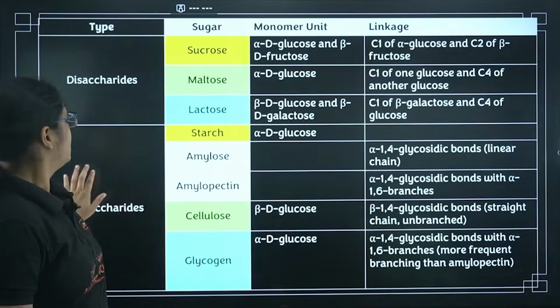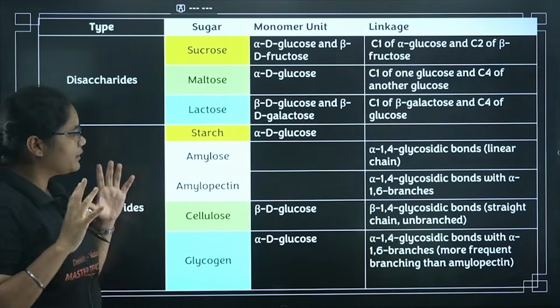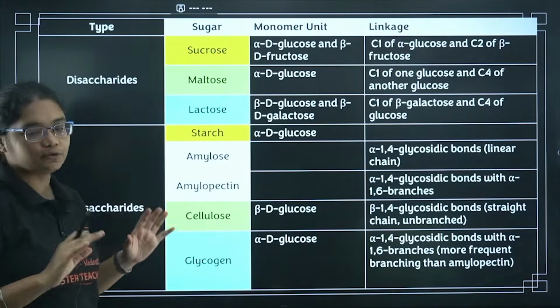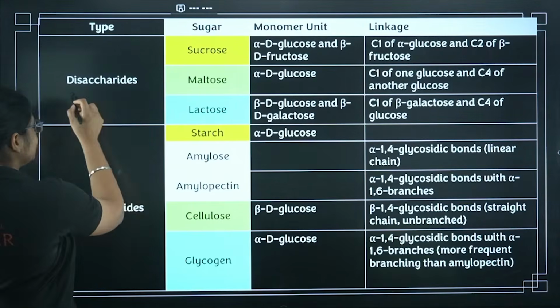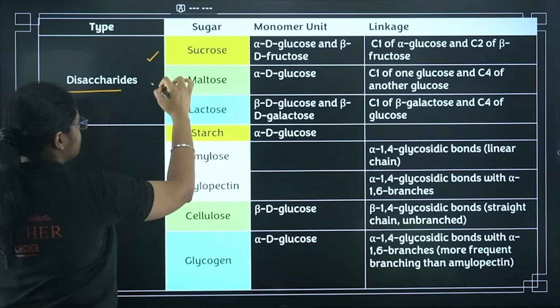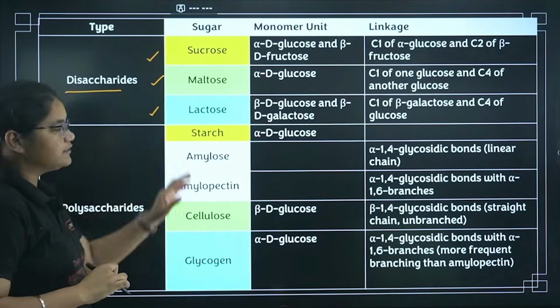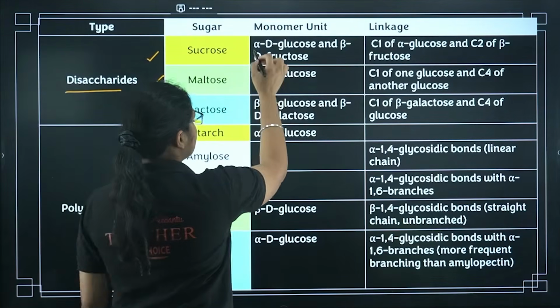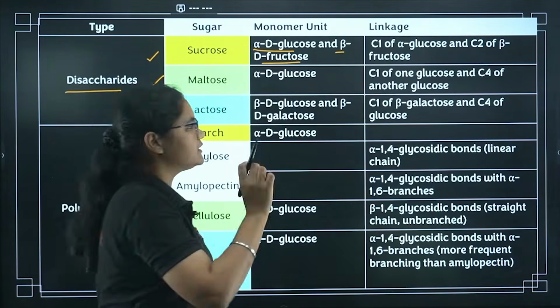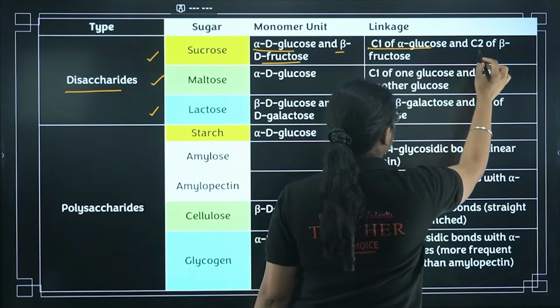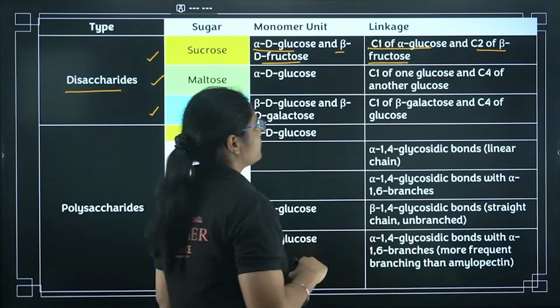Okay, next I want to do a quick revision of all the monomer units and everything so that you can learn it very easily. In disaccharides we have three disaccharides: sucrose, maltose and lactose. In sucrose, what is the connection? Alpha D glucose and beta D fructose. These are the monomer units. What is the linkage? C1 of alpha D glucose and C2 of beta D fructose.